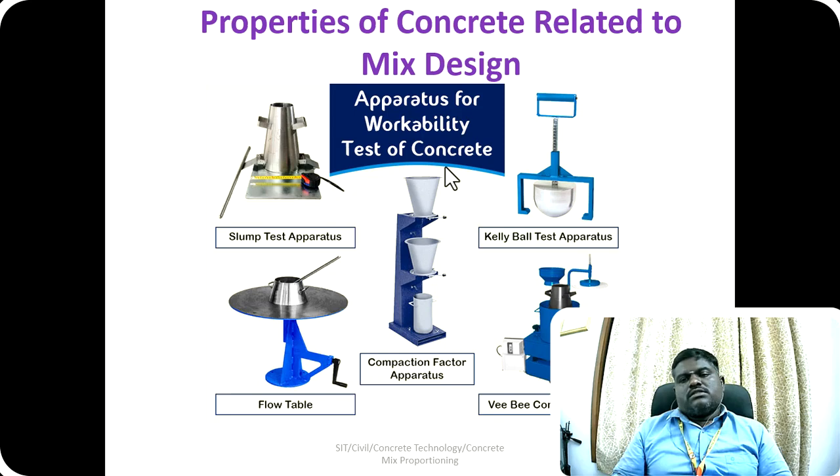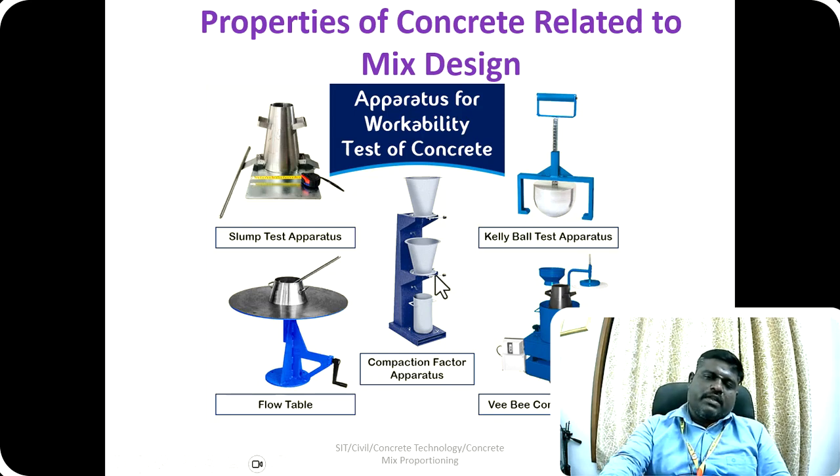And these are some instruments used for testing the workability of the concrete in laboratories. The first image shows the slump cone apparatus, which is widely used in all the labs, and it is also easy to use at the site. So this is one of the most predominant instruments used for testing slump. Then the Kelly ball test, flow table test, compaction factor apparatus, and VB consistometer. All these three are used only in the laboratory to decide the workability of the concrete.